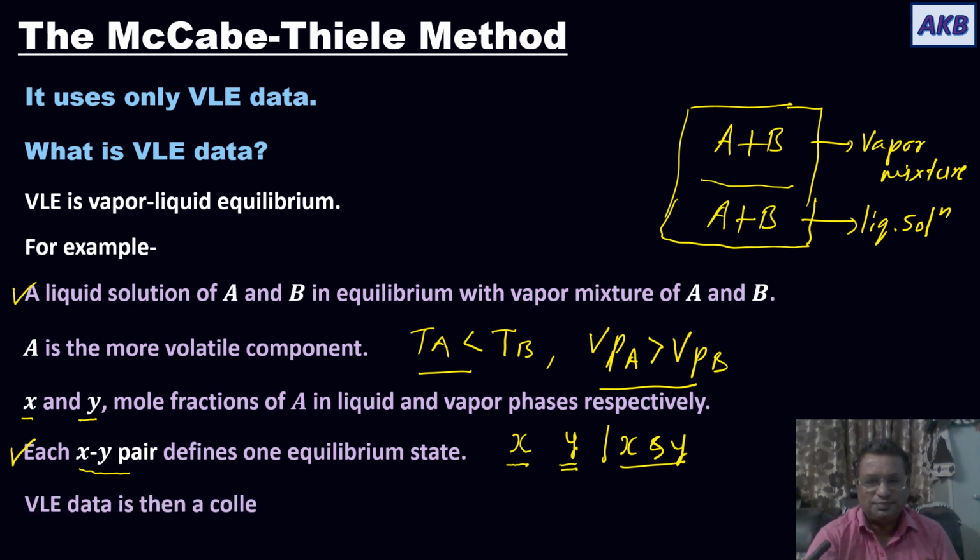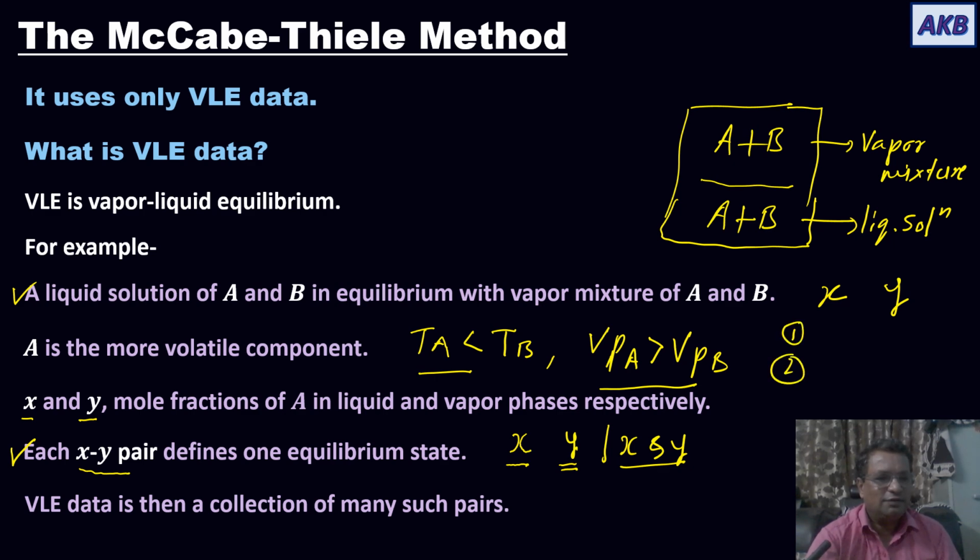And VLE data then is the collection of many such pairs. There will be a number of x values, there will be a number of y values, and each pair will be defining one equilibrium state for the system. Okay, so this is VLE data, vapor liquid equilibrium data, a collection of equilibrium concentrations for the more volatile component. And we have understood the concept by taking an example of a binary system, a binary liquid.